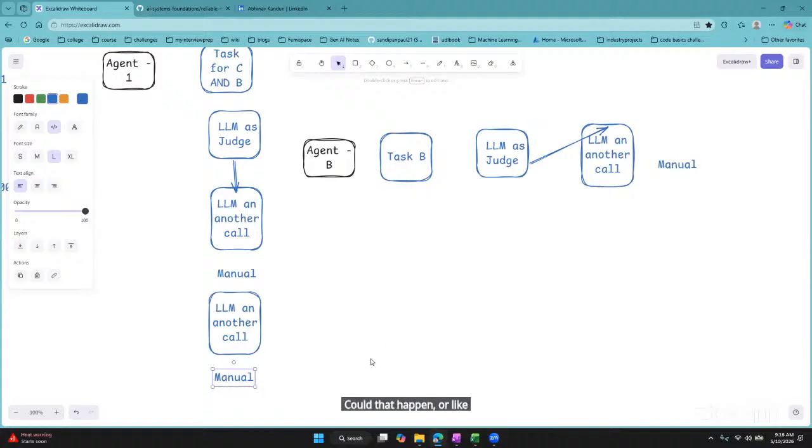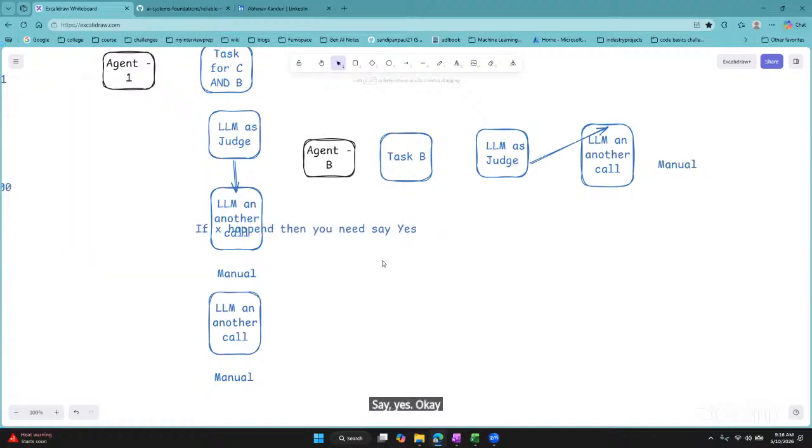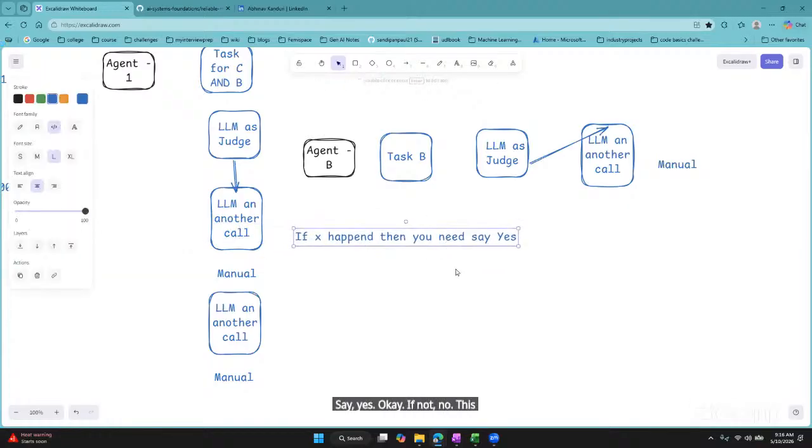Okay, I'll tell you. My keyword is generating something: if X happens, then you need to say yes. If not, no. This is my output, yes or no. Then again you will go and verify whether X correctly happened or not.